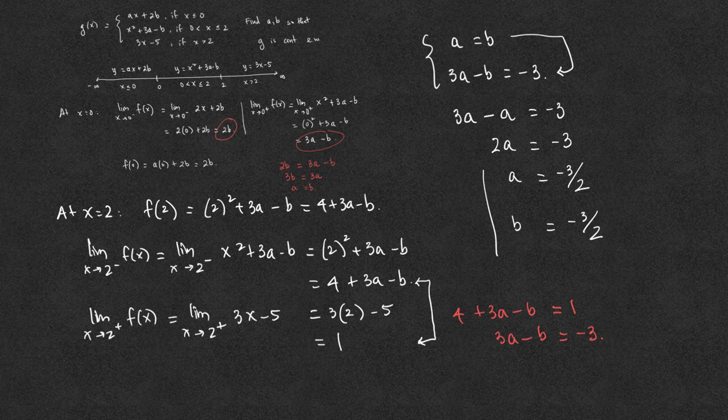And so the two values a and b that we need to find are a equals negative 3 over 2 and b equals negative 3 over 2. If a and b are negative 3 over 2, then this piecewise function is continuous.